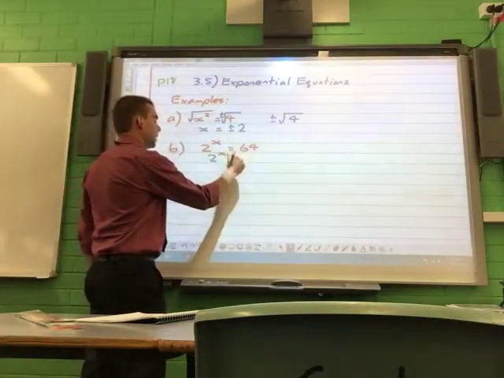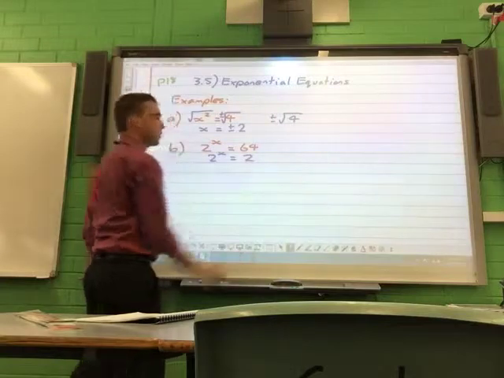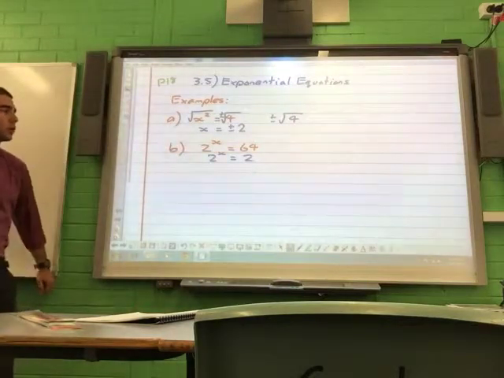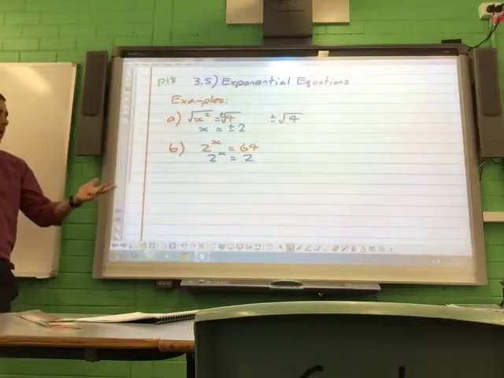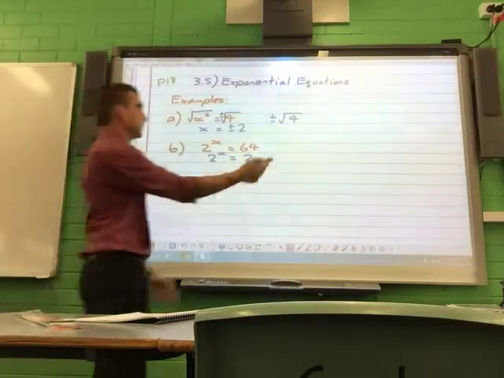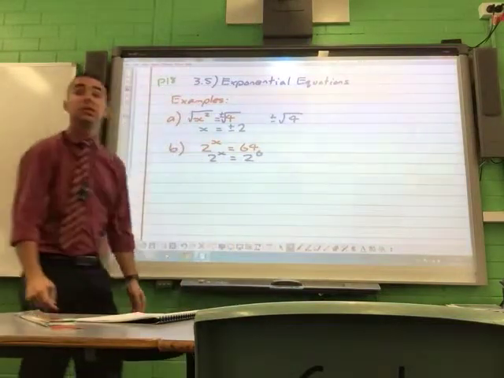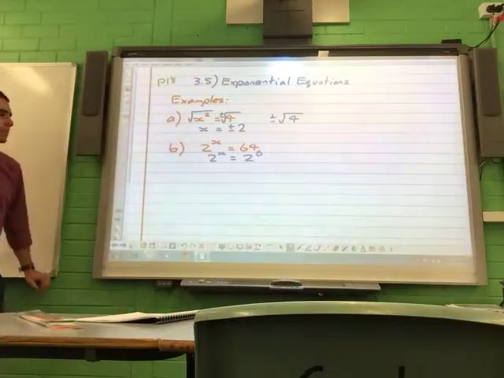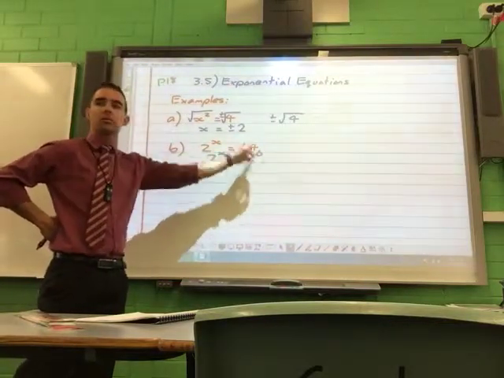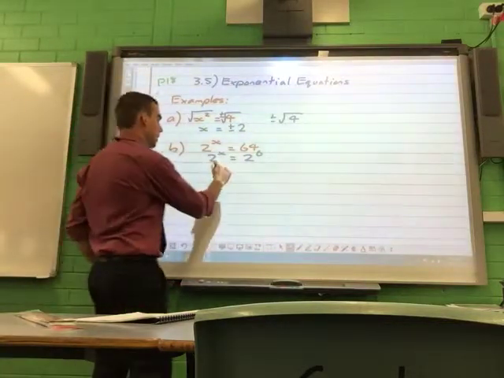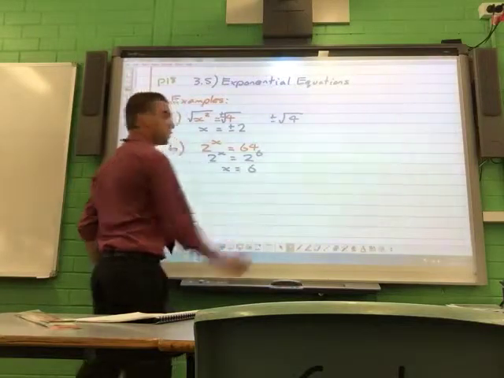2 to the x is equal to, because 64 is the result of 2 to the power of, you've got 2, 4, 8, 16, 32, 64. So 2 to the power of 6 equals 64. Okay, it's doubling each time. So when the bases are the same, the index must also equal the same. Alright, so x must be 6.